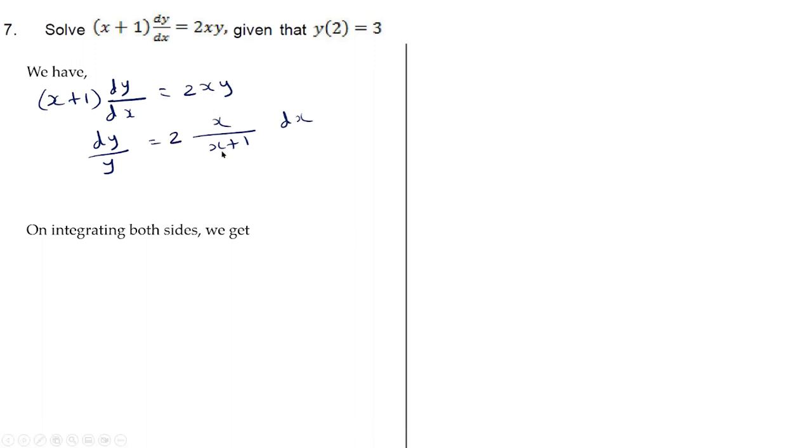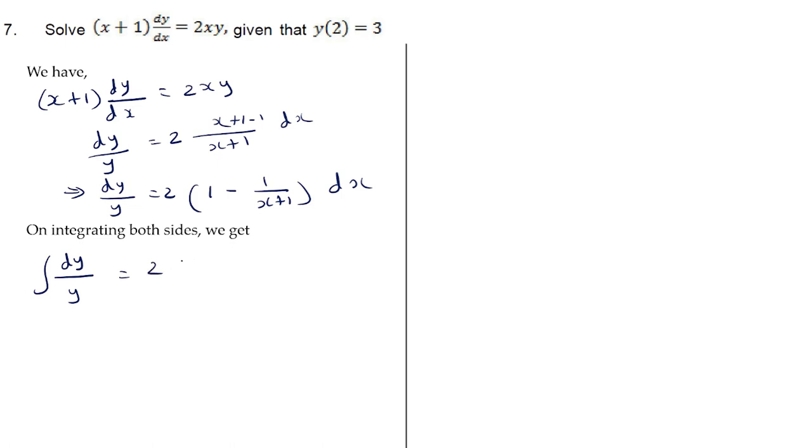Here we have x/(x + 1). So let us add and subtract 1 in the numerator. Here we get dy/y = 2 into, here (x + 1)/(x + 1) is 1, minus 1/(x + 1) dx. Now let us integrate both sides. Integral dy/y = 2 times integral (1 - 1/(x + 1)) dx.